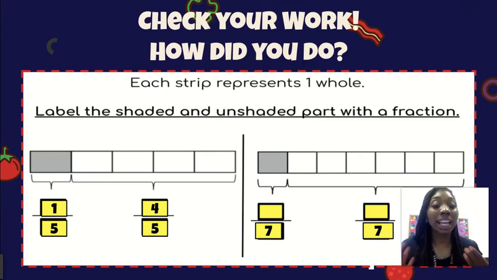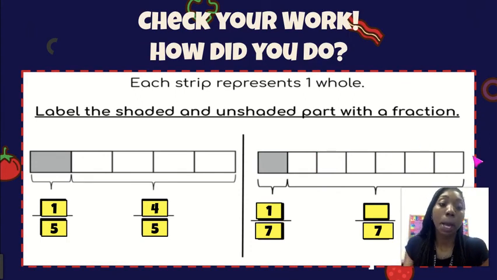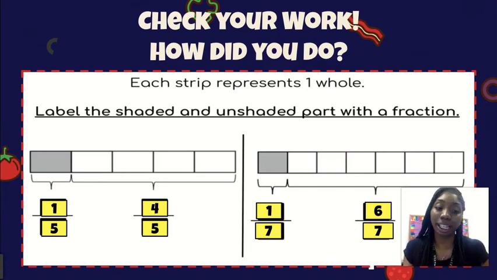So now let's check to see how many of those parts are shaded. If I look, there's 1 part of the whole that is shaded. And so my fraction of the shaded is 1/7. So if 1/7 is shaded, how much is not shaded? There's 1, 2, 3, 4, 5, 6 that are unshaded. And so that fraction is represented by 6/7. Okay? Great. How'd you do?